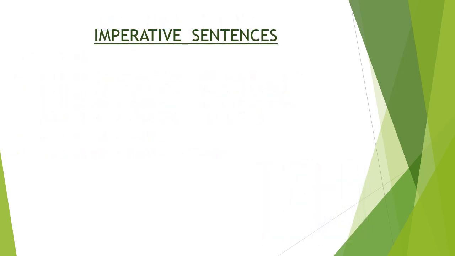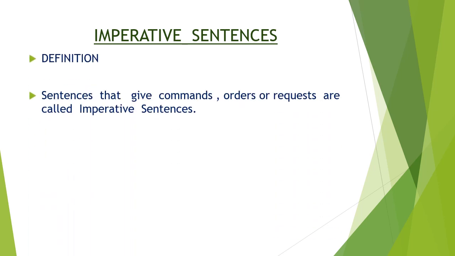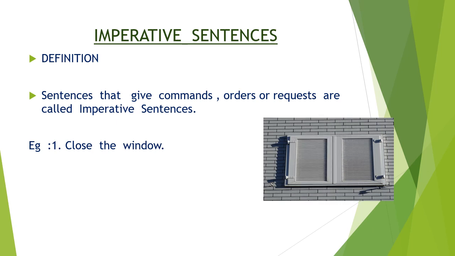On to the second kind of sentences, and that is imperative sentences. Imperative sentences we use a lot in our day-to-day life. Imperative sentences are used for giving a command, requesting, giving advice, giving orders, etc. For example, close the window. Here we are asking someone to close the window.